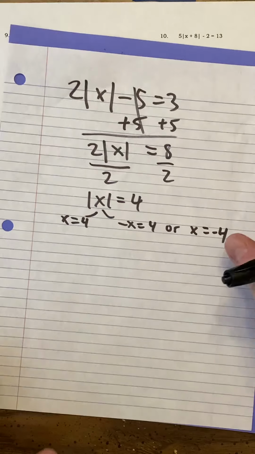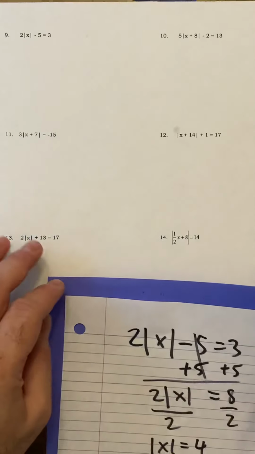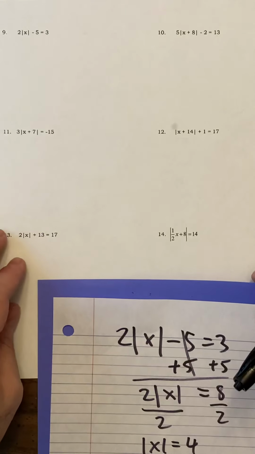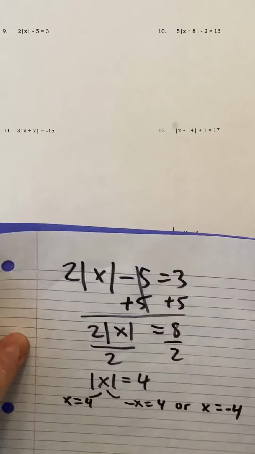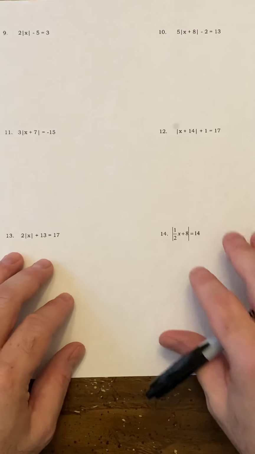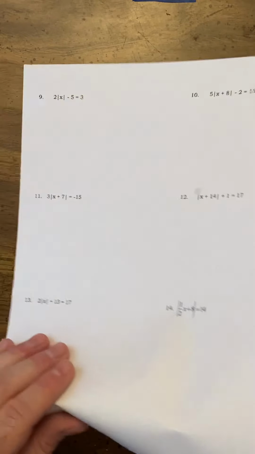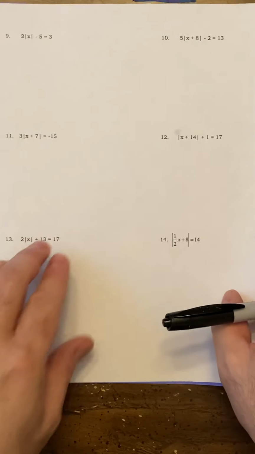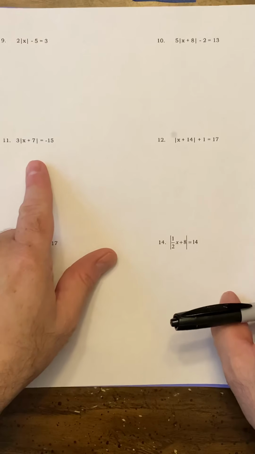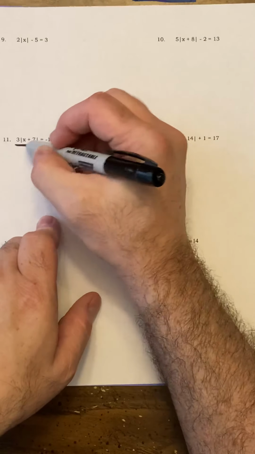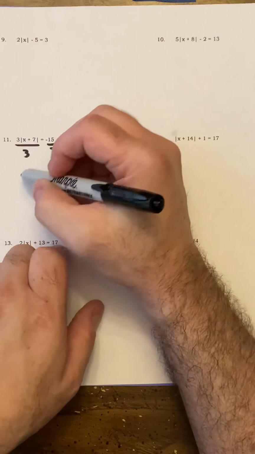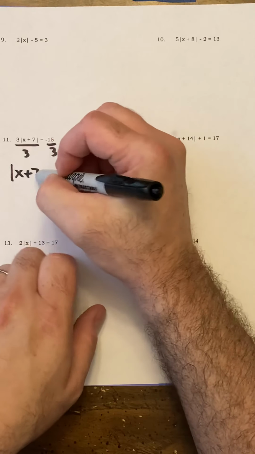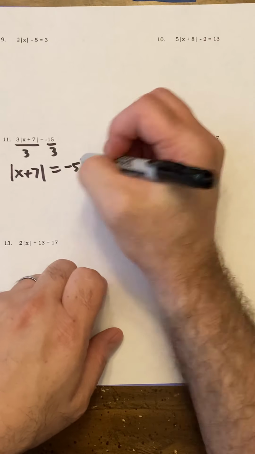All right. Let me look ahead and see if there are any other problems. Yeah, I'm going to do 1 or 2 more of these types of problems. Let's look at number 11. I think I have enough room here to work. Okay, so for number 11, again, what we want to do is isolate the absolute value piece. So we're going to divide both sides by 3. Therefore, we get the absolute value of x plus 7 equals negative 5.